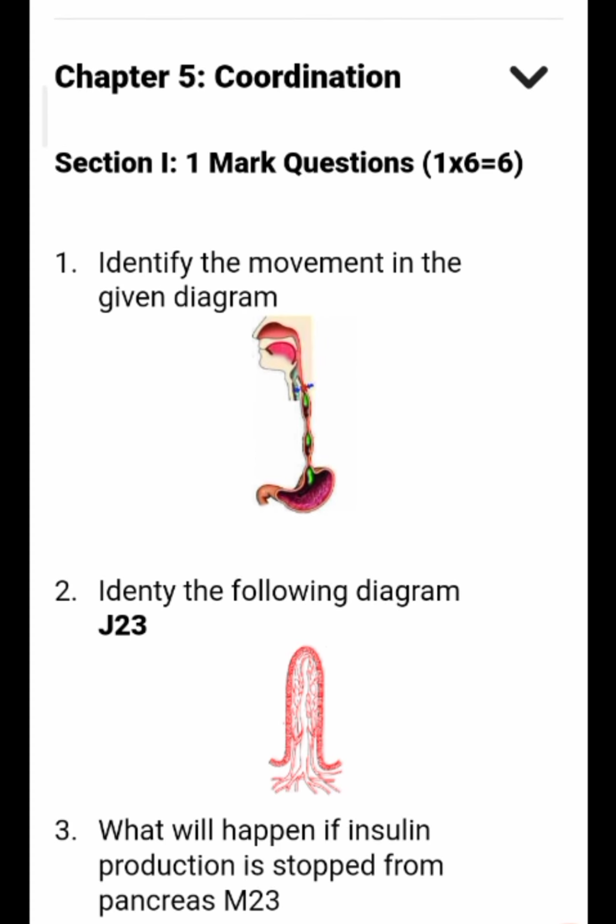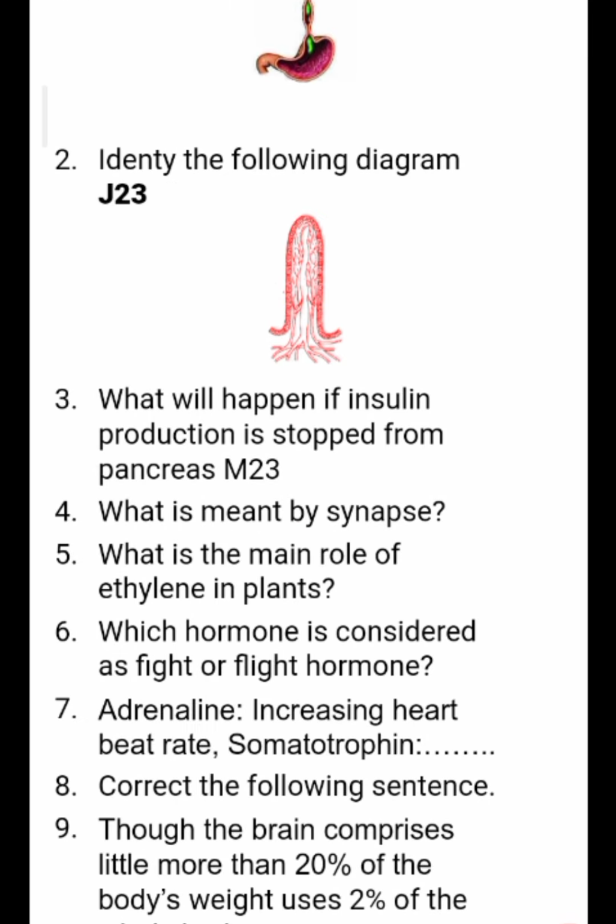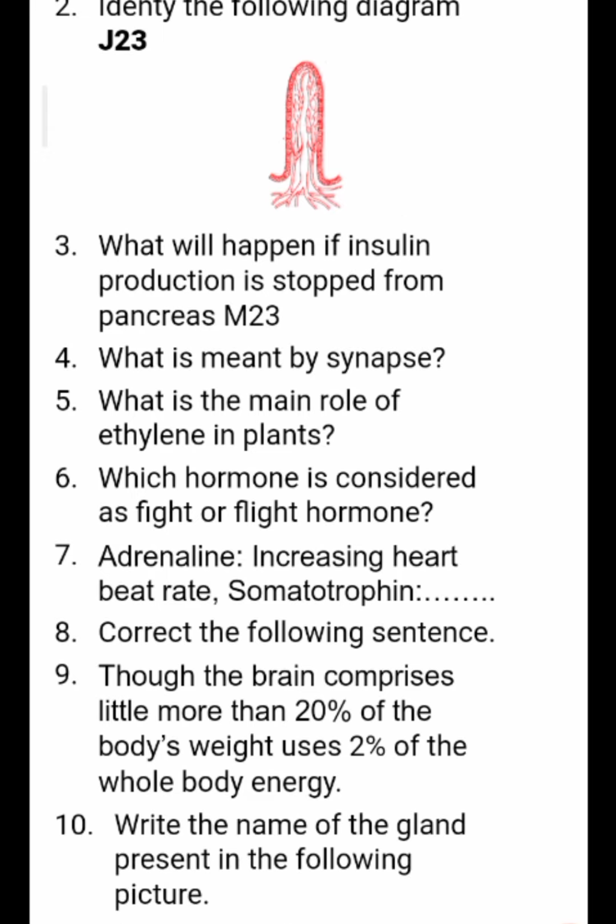Next, chapter 5, coordination. 1 mark questions. Identify the movement in the given diagram. Identify the following diagram. What will happen if insulin production is stopped from pancreas? What is meant by synapse? What is the main role of ethylene in plants? Which hormone is considered as fight or flight hormone? Adrenaline, increasing heartbeat rate, somatotropin.